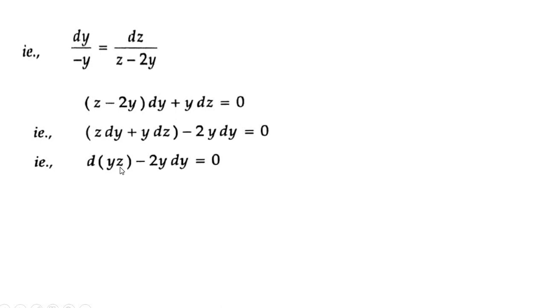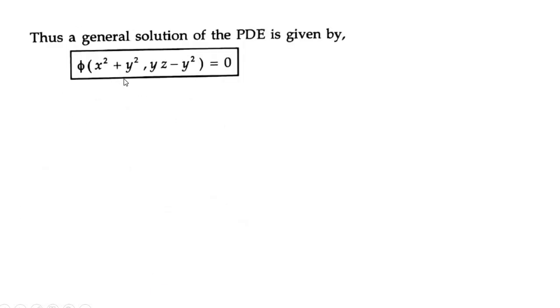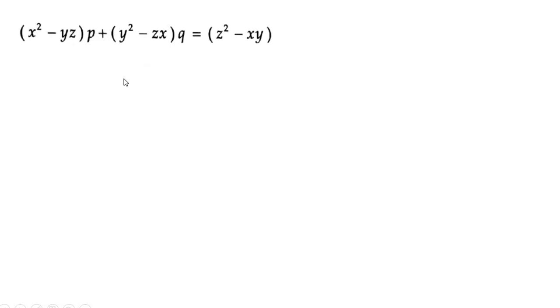What is the derivative of y into z? You have to apply the product rule. When you apply the product rule to d of yz, you get z into dy plus y into dz. Since z is a function of x and y, we can't write 2y into dy as d of y square. What we'll do is directly integrate this. So when you integrate this, you get yz minus the integration of 2y with respect to y, which is 2 into y square by 2. The 2 and 2 will get cancelled. So yz minus y square is equal to c2. So this is your required answer. Next we'll move on to the next problem.